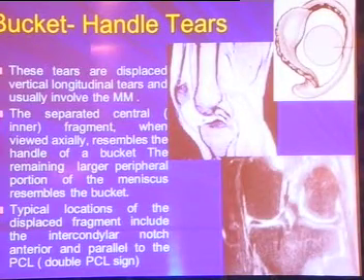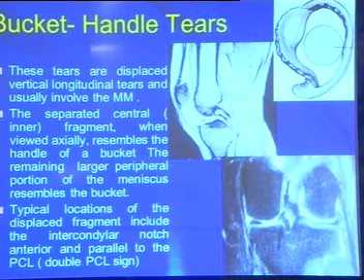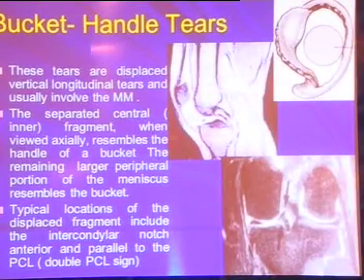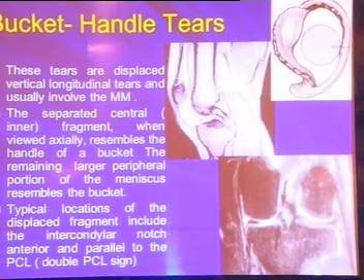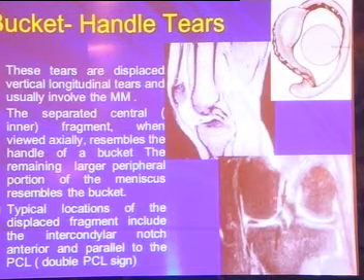And then you have the bucket handle tear. What happens in a bucket handle tear? The inner part is dislodged into the notch. This part then comes to lie in front of the PCL, so it appears as a double PCL sign. That indicates a meniscal tear, which is probably a bucket handle tear. Also you can see this portion, the part of the meniscus which has been dislodged from here, the torn meniscus, lying here in the notch area.